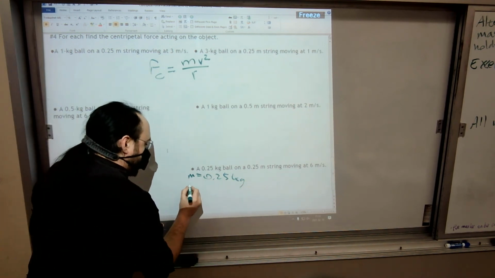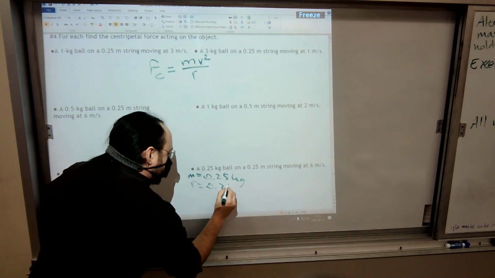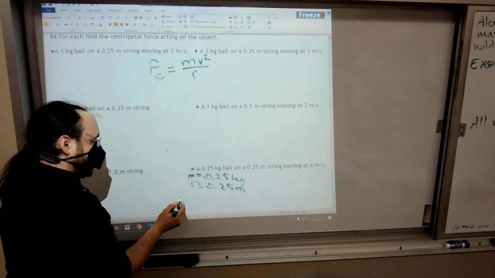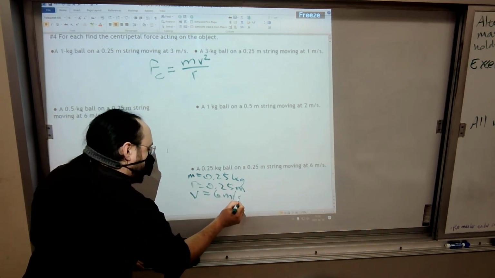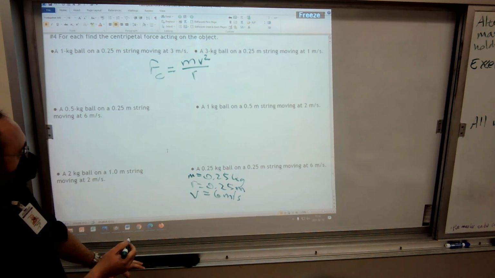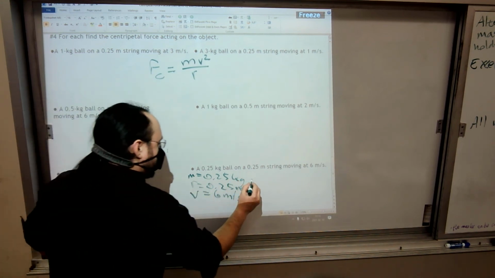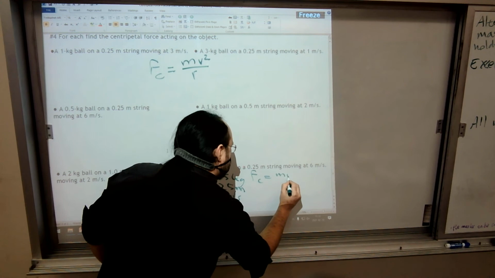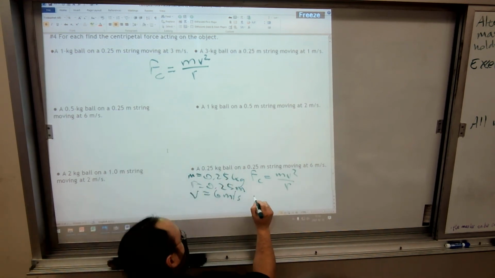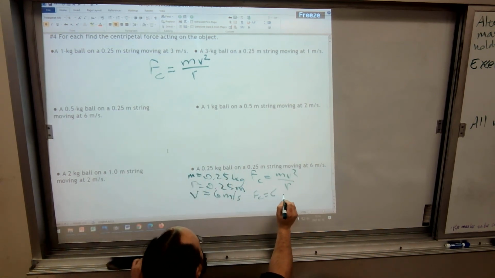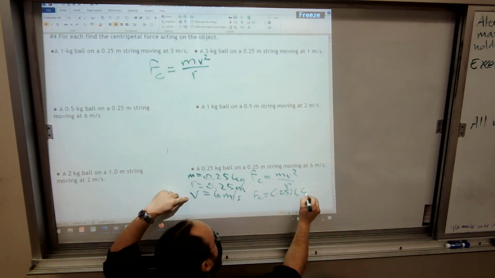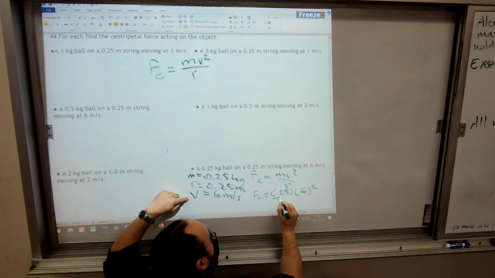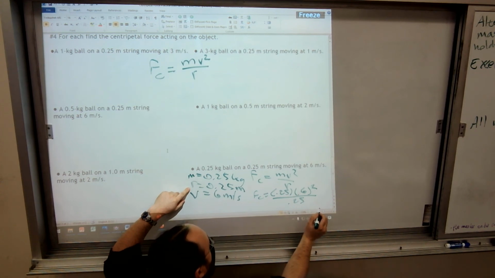So a 0.25 meter string, that's the radius. 0.25 meters. My marker didn't die even though I left it open. Moving at 6 meters per second. All right. So if I solve that, centripetal force equals mv squared over r. I'm looking for the force. I've got the mass, 0.25. I've got the velocity at 6 and squared. Don't forget your squareds here, that's important. And the r is 0.25.